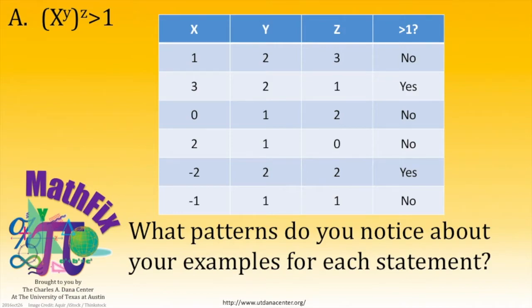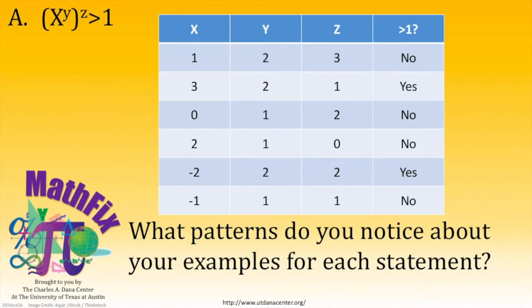0 to any power is still 0. And then at the end, we go down for x is 2, y is 1, z is 0. Well, now we're dealing with that being equal to 1. And then we start getting a negative 2 squared is 4. Square that again is 16, so yes. And then we've got a negative 1 to the first power. The first power is, of course, negative 1.